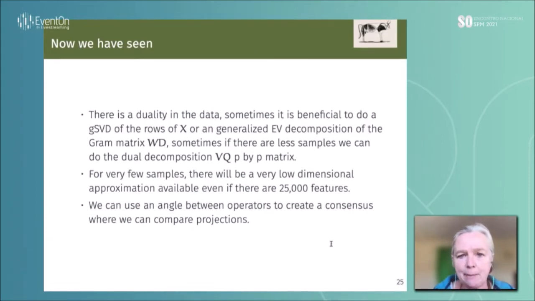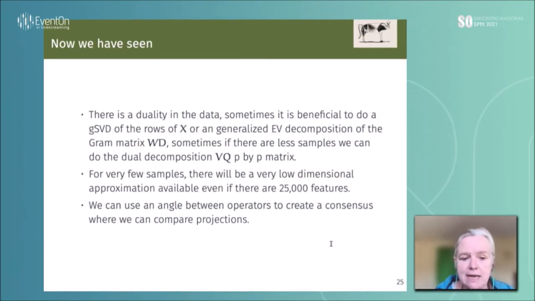So what have we seen up to now? Well, we've seen that in a Euclidean setting, we can use the duality in the data. We can do a generalized singular value decomposition of the rows, or a generalized eigenvalue decomposition of the columns, depending on which one is actually smaller. So the duality is beneficial. If you have a really large number of features, you're better off doing the eigenvectors of the Gram matrix WD.